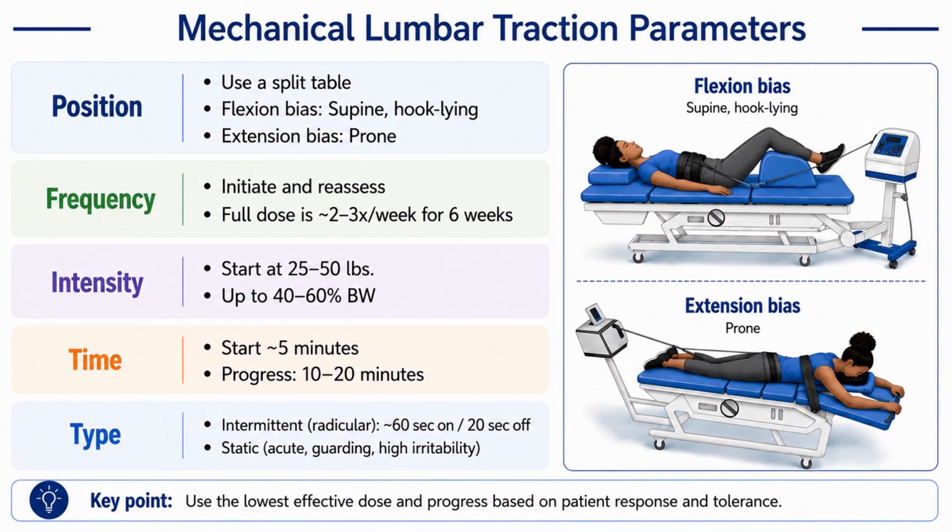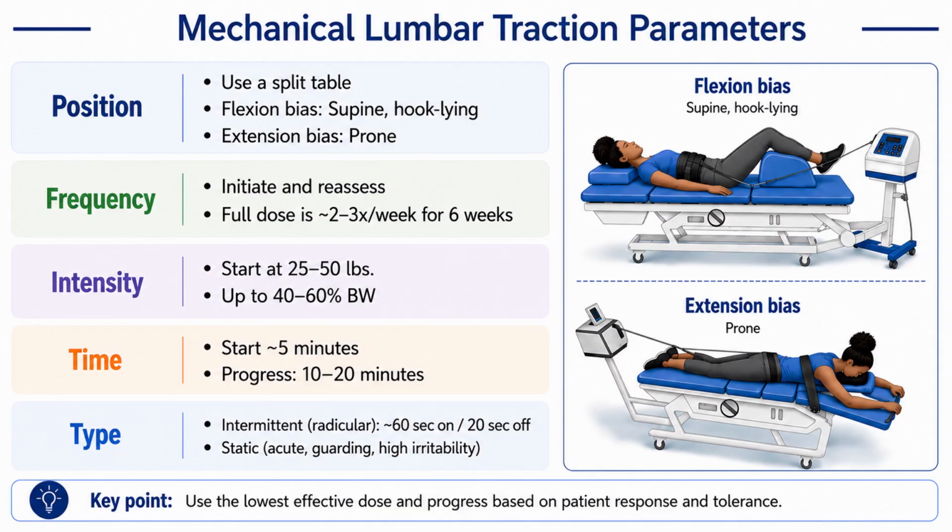Lumbar traction is most commonly performed in supine, often in a hook-lying position for comfort or flexion-based stenosis cases. However, prone positioning is common for individuals with nerve root involvement who are better suited for an extension-based approach. In terms of intensity, begin with a lower force, typically around 25 to 50 pounds, and progress as tolerated toward approximately 40 to 60% of body weight, always guided by symptom response.